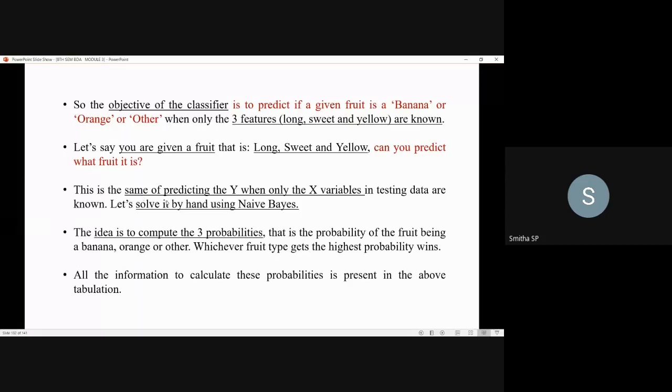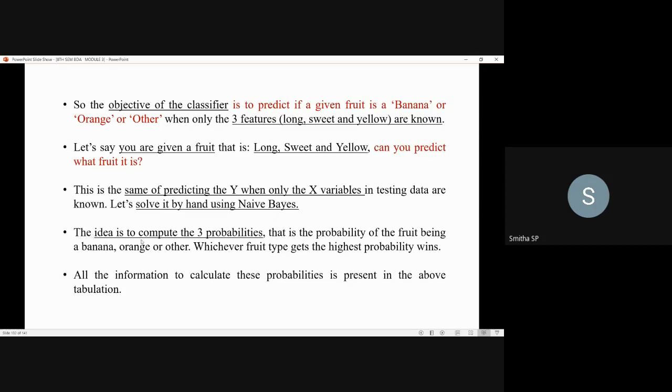So this is the same as predicting the y variable when only the x variables in the testing data are known. They have taken this example and they ask you to predict the y variable when you have only the x variables. By knowing the x variables, you have to predict the y variables in the testing data and in real world problems. So how to solve this? We'll solve it by using the naive Bayes analysis.